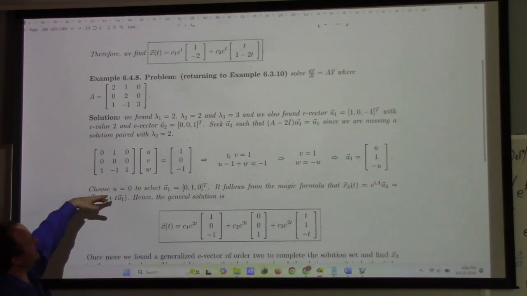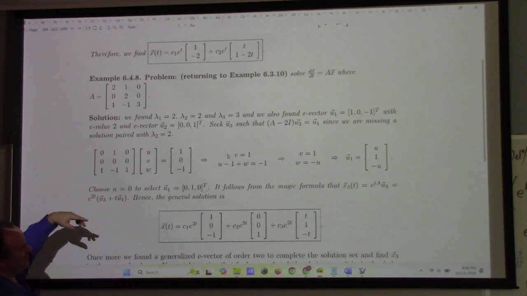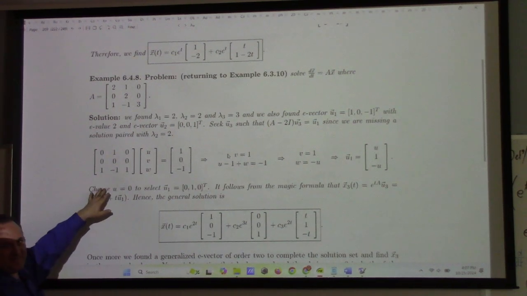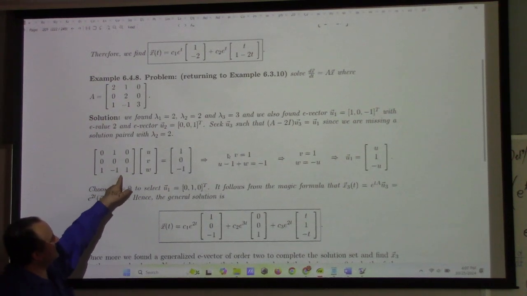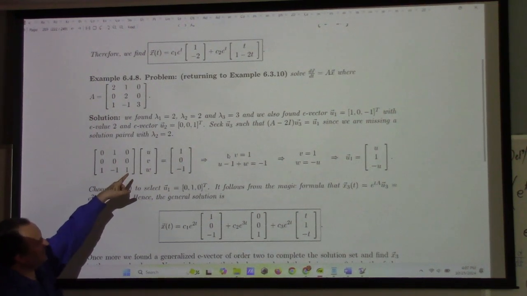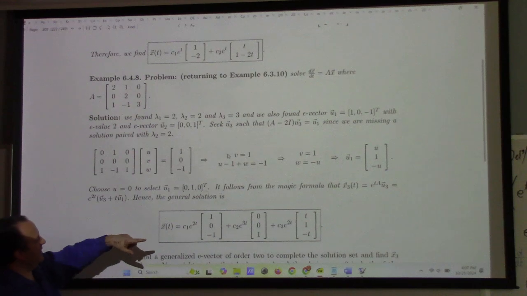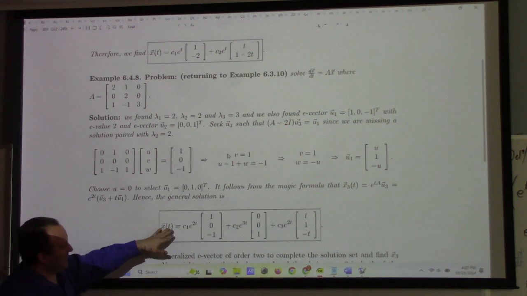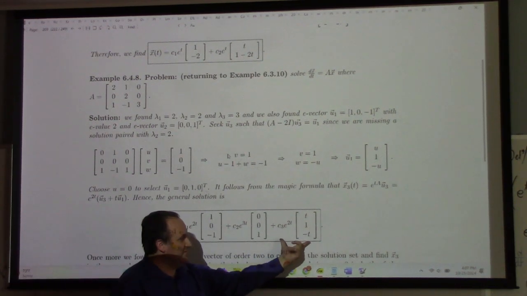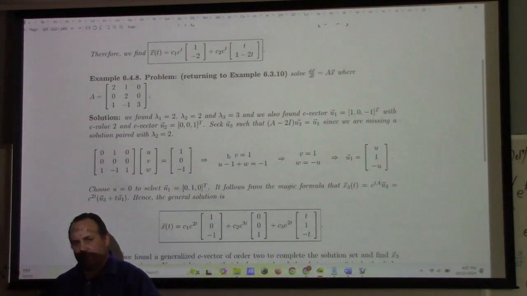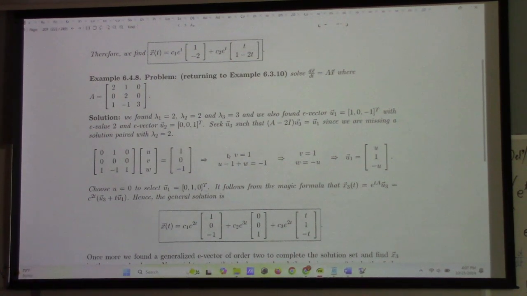Wait a minute. I've got too many examples. I'm returning to a different one. The point is we're missing a solution. And so we find a vector that satisfies the chain condition for eigenvalue 2. We get that, and then I plug it into the magic formula. And the magic formula pops out this third generalized eigenvector. I think I've shown you enough. I hope you can piece the things together.